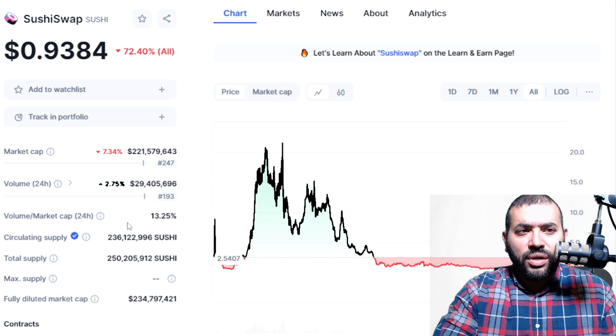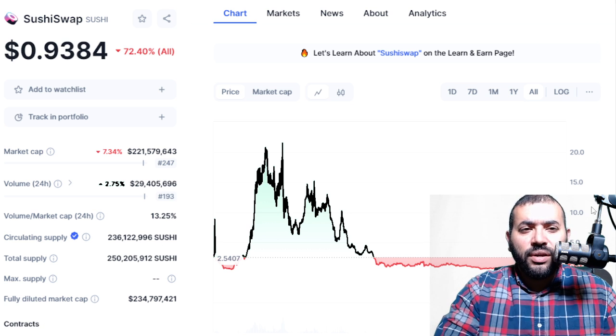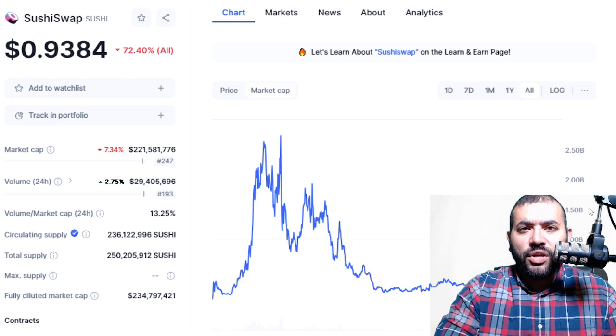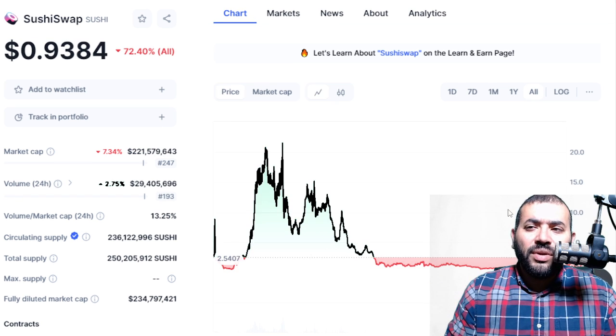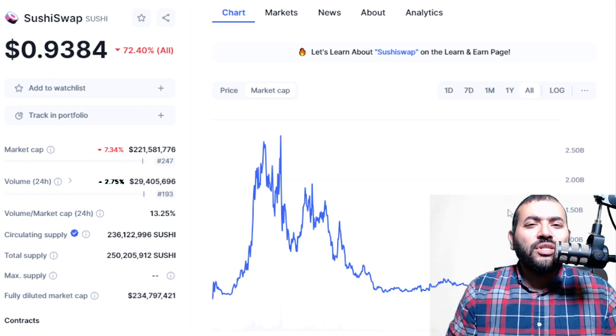You know, volume's good. Circulating supply, 236 million, and you can see how this plays out in terms of market cap. There's a little bit of a difference. It's not a huge difference.